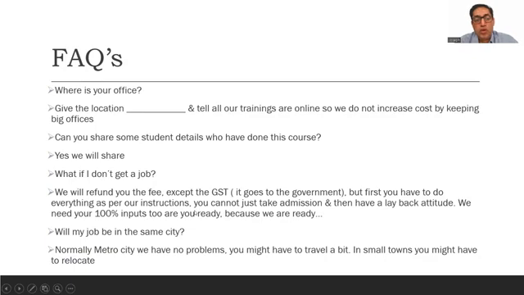Okay. What if I don't get a job? So you have to say, other than GST, we will refund you the money. But if you follow everything that we say, we assure you 100% you will get a job. But you have to do everything as we say. You have to follow all the rules that have been given.